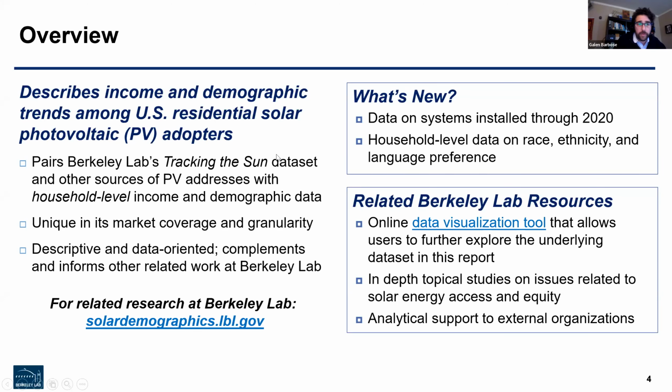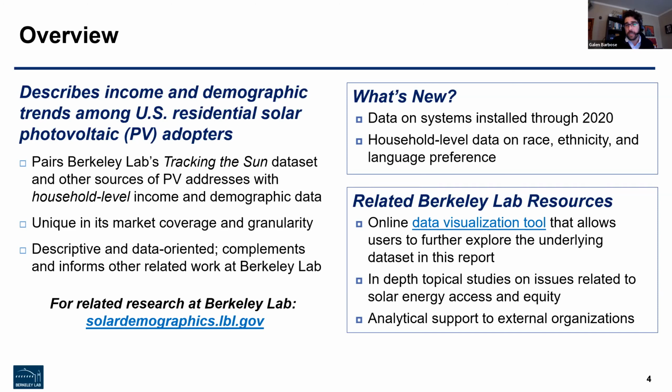Some of you are probably familiar with this report from previous editions, but for those that aren't, essentially this is a descriptive, very much a data-oriented product focused on describing trends in the income and other demographic characteristics of US residential solar photovoltaic adopters. To be clear, our focus here is really on behind the meter residential solar. We don't address community solar. And for the most part, we're really focusing on single family homes. There is a little bit of material that we'll present later looking at multifamily homes, but by and large, we're really focusing on behind the meter, single family rooftop solar.